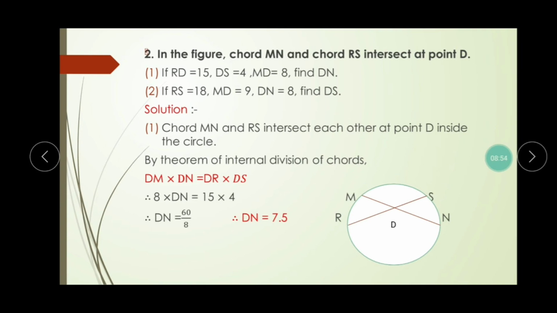After substituting all the values, what equation do we get? We get 8 into DN is equal to 15 into 4. So DN will be equal to 60 upon 8. So length of DN is equal to 7.4. When I simplify it, the answer for that is 7.4.